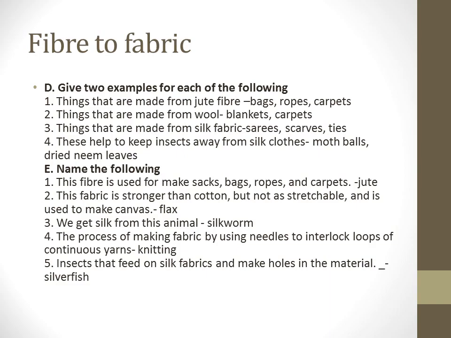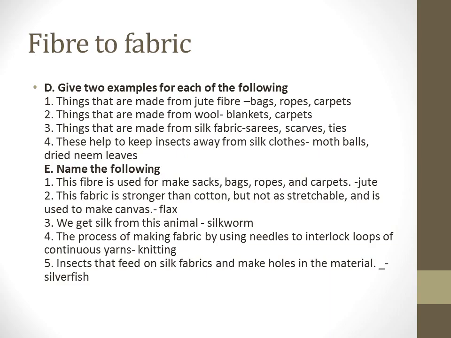Then come to the D option. Give two examples for each of the following. First one, things that are made from jute fibers. Here I have written 3 examples. You can write any 2. That is bags, sacks, ropes and carpets. So these are the things made from jute fiber.